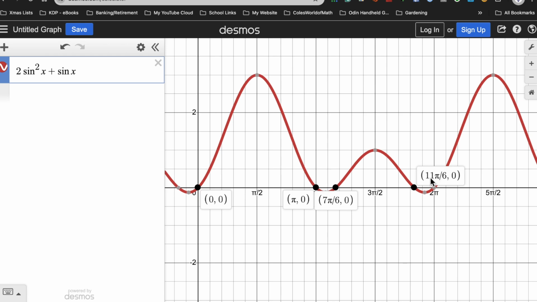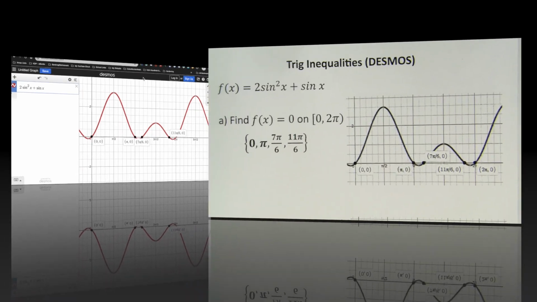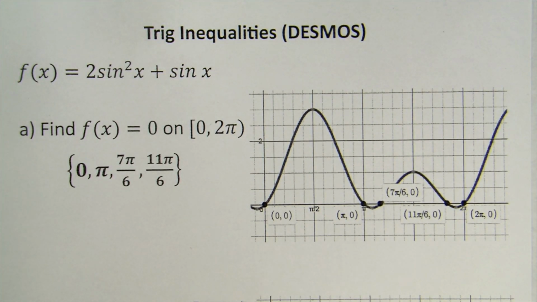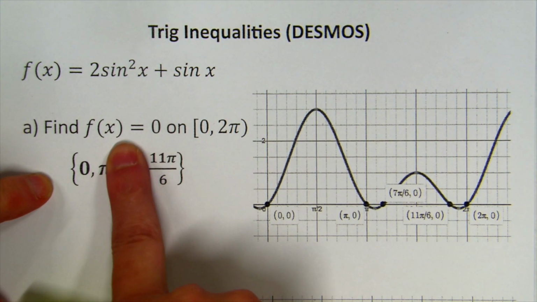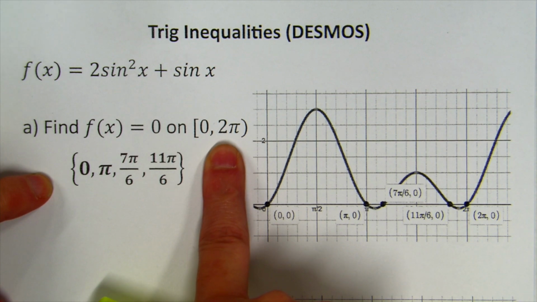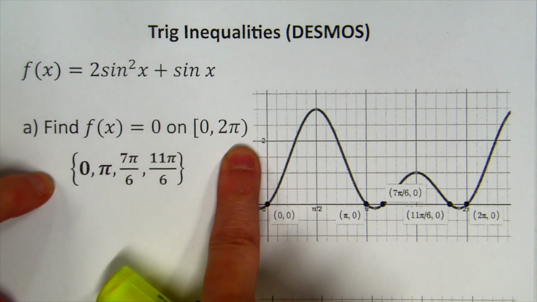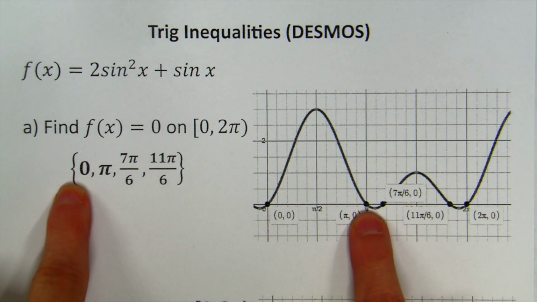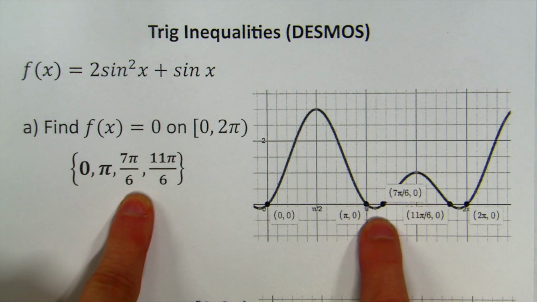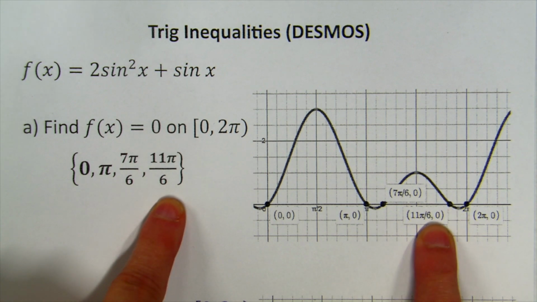All right, now let's transition to a piece of paper so that we can look at this from an inequality standpoint. All right, here we are with this exact same function. And just to reemphasize what I did there when we were looking at Desmos, if we want to solve this equation on the half open interval, not including 2 pi, then we're going to use 0. We're going to use pi. We're going to use the 7 pi over 6 and the 11 pi over 6.